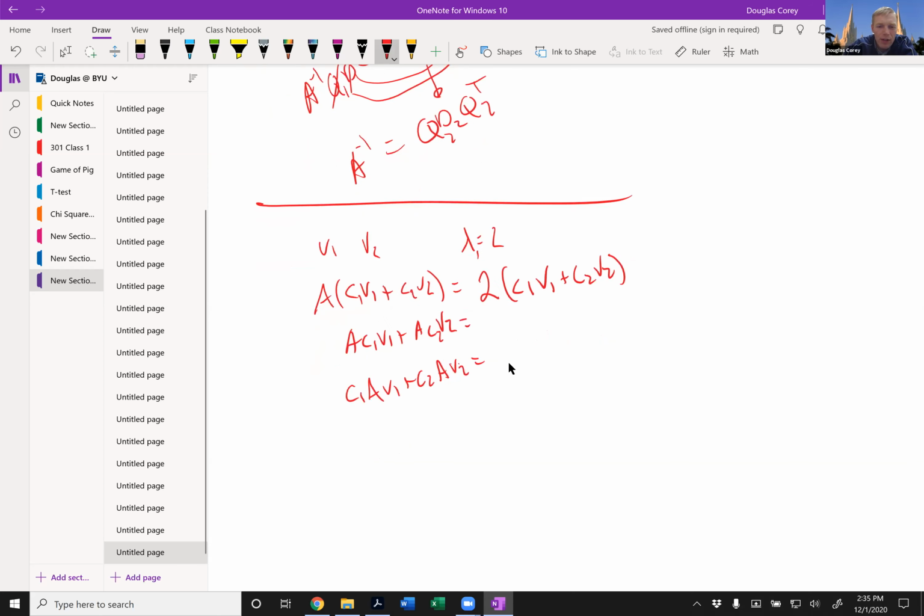And then since V1 and V2 are eigenvectors with lambda equals 2, AV1 is the same as 2V1 and AV2 is the same as 2V2. Then you can pull out that 2, and I get 2 times C1 V1 plus C2 V2. So then you're good. But if they didn't have the same eigenvalue, if one of them was 2 and one of them was 3, or one was 2 and one was 5, then you'd have a 2 and a 5, and you can't do that pulling out here. So then it's not the same.